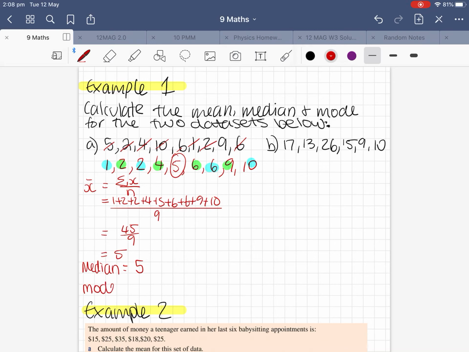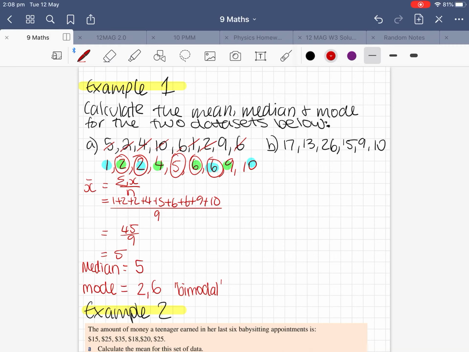Finally, to calculate the mode, well, it's not really a lot of a calculation here. We're just looking for the number that appears the most. And in this case, we can see that 2 appears twice and 6 appears twice. So our mode is actually 2 and 6, which means that we have a bimodal data set.